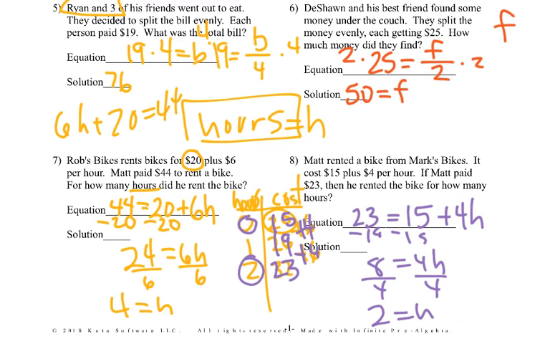Okay, what if we rented it for 4 hours? How much would that have cost? Add 4 would be 27, add 4 would be 31. So yeah, he saved like $13 had he used the same amount of time.